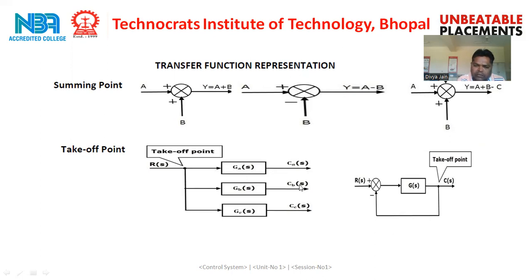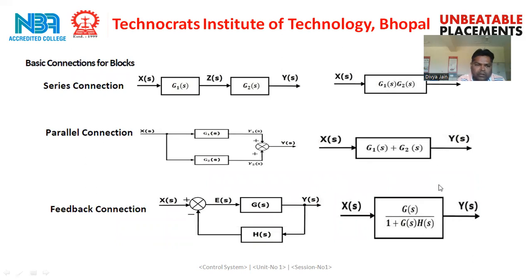Okay, so in this case, it is also called the takeoff point. Next, if two blocks are in series form, then these blocks will be multiplied with each other. So the result will be G1 multiply G2. And the second case, the parallel connection.